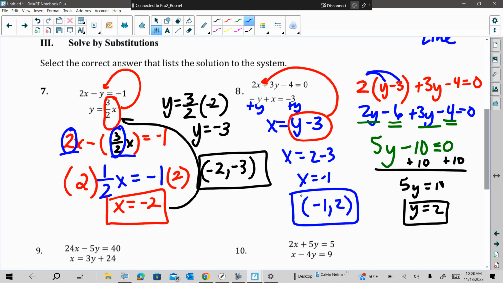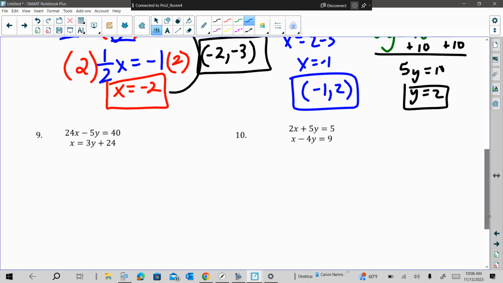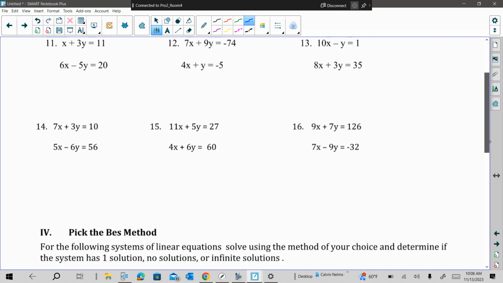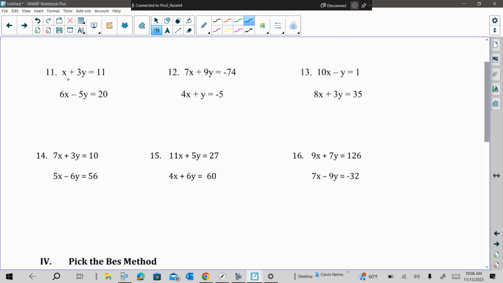Okay, so after substitution, I'm going to have you do elimination, or solve by elimination. This is when you have to determine, they should be lined up. Your x's should be stacked, in standard form, and then we want to determine which variable to eliminate, either because we see opposites or we can multiply to create an opposite. All right, so on 11, which variable should we try to eliminate?